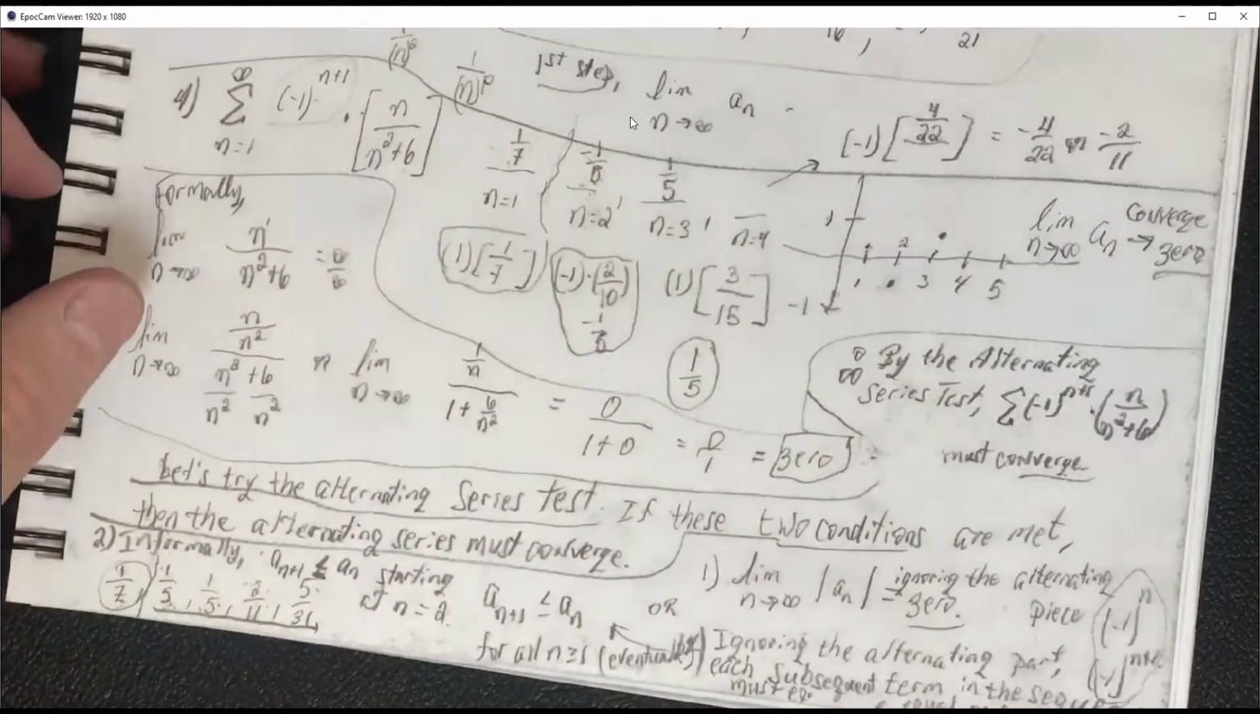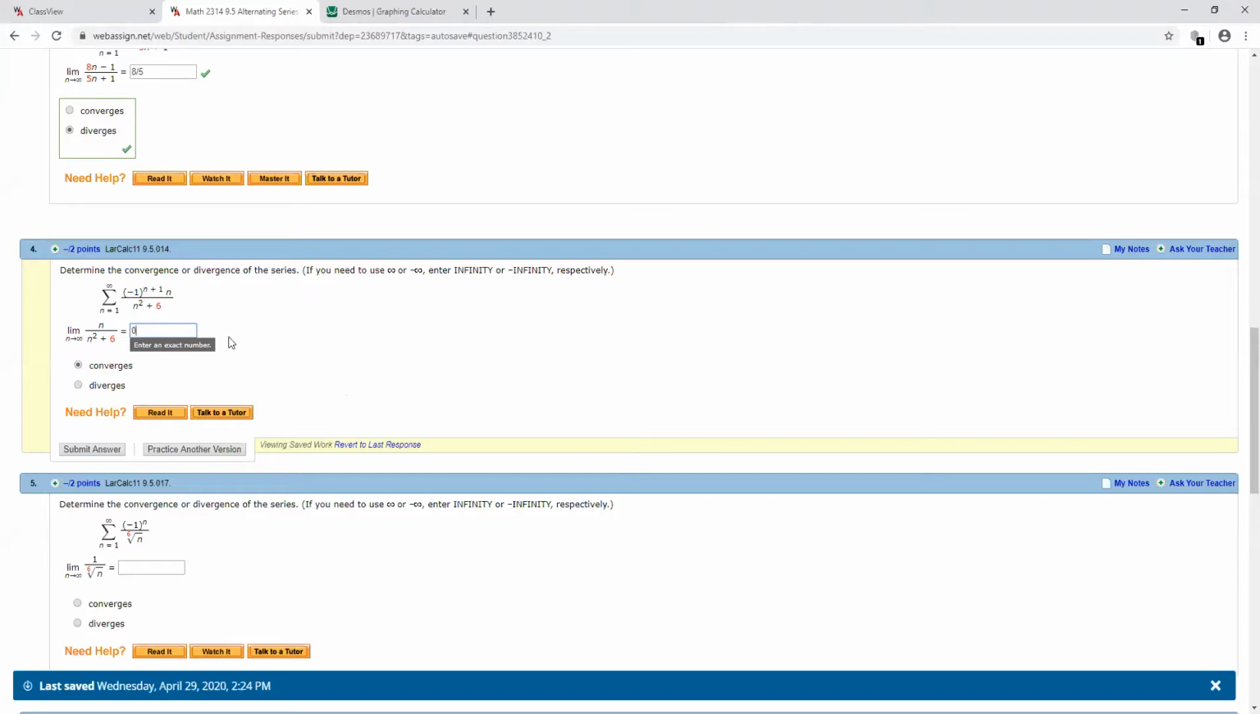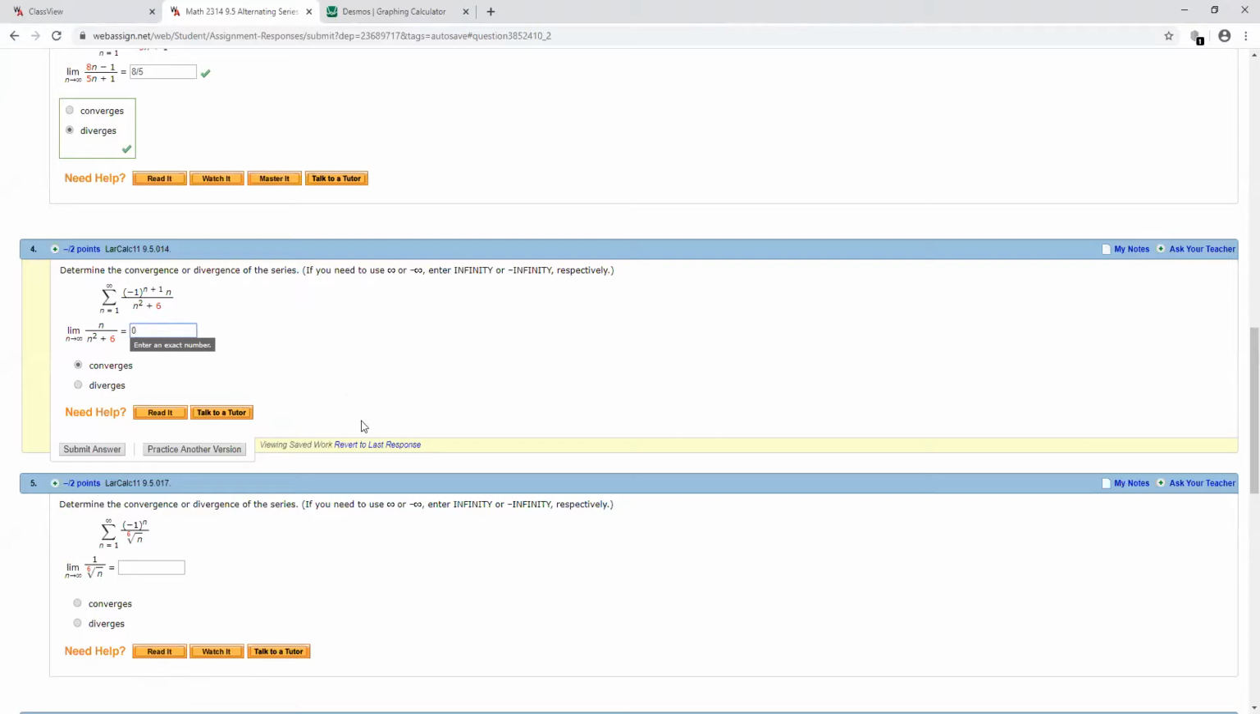So in WebAssign, the author is asking, hey, what happened when you did that first step and you took the limit as n approaches infinity of the individual terms of the sequence? What did you get when you ignored the negative part? We got, and what did we get? 0. 0. So that tells us the terms are alternating, but getting smaller and smaller, closer and closer to 0. And that's the first step, the first condition.